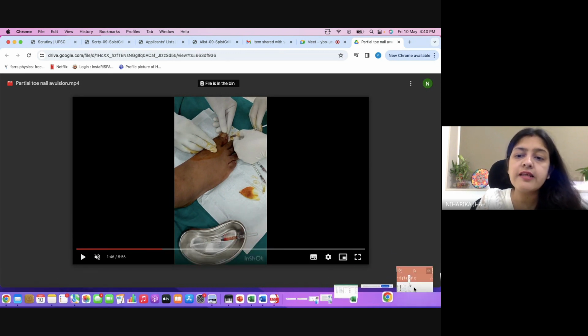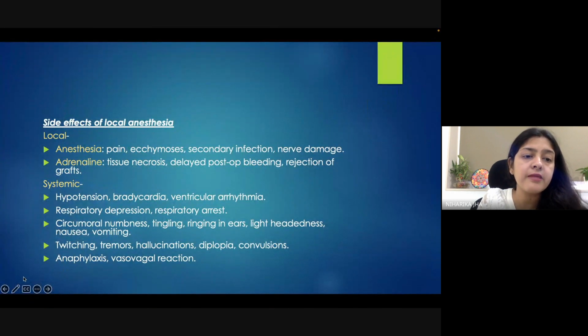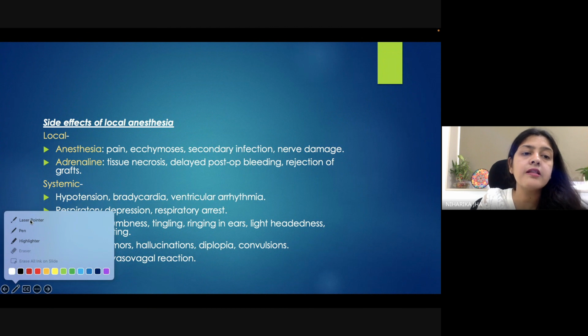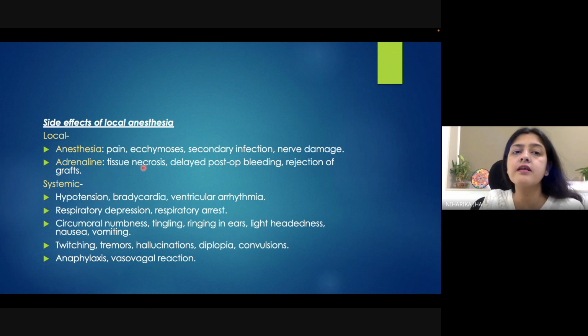Moving further to the side effects. Side effects can be local or systemic, and side effects can be caused by the local anesthesia as well as adrenaline. Local side effects of anesthesia include pain, ecchymosis, secondary infection. Adrenaline can result in tissue necrosis or delayed post-op bleeding.